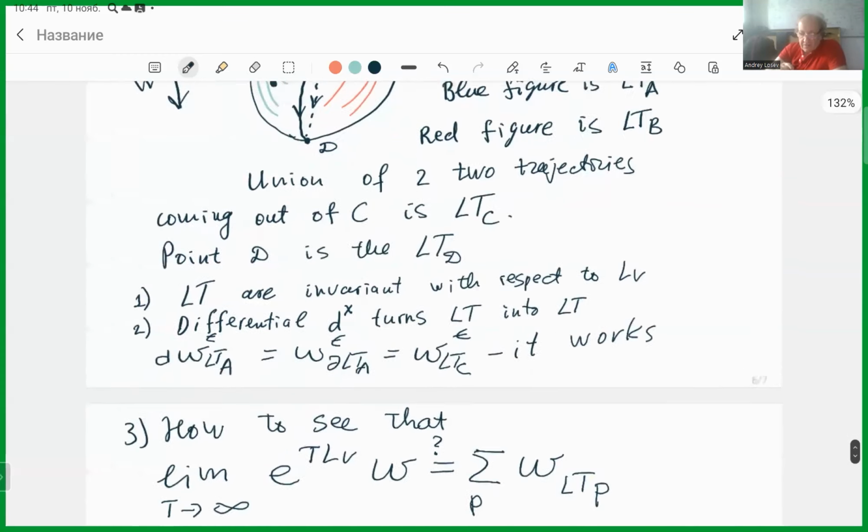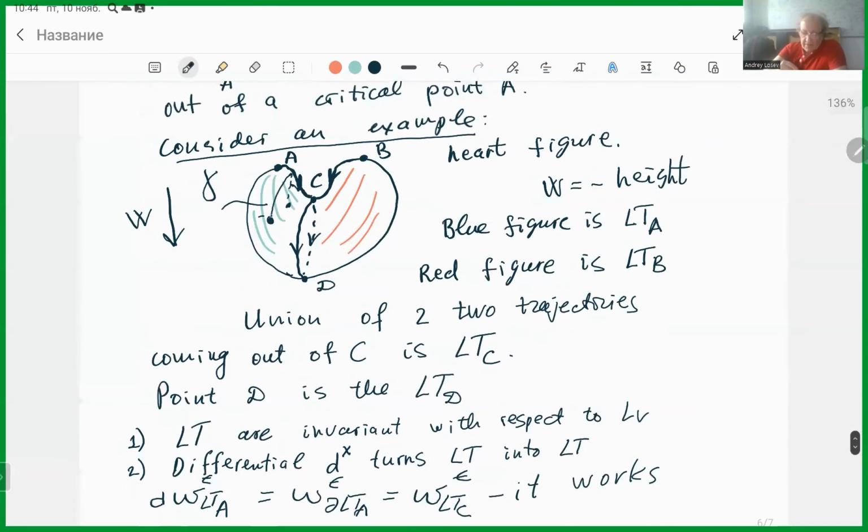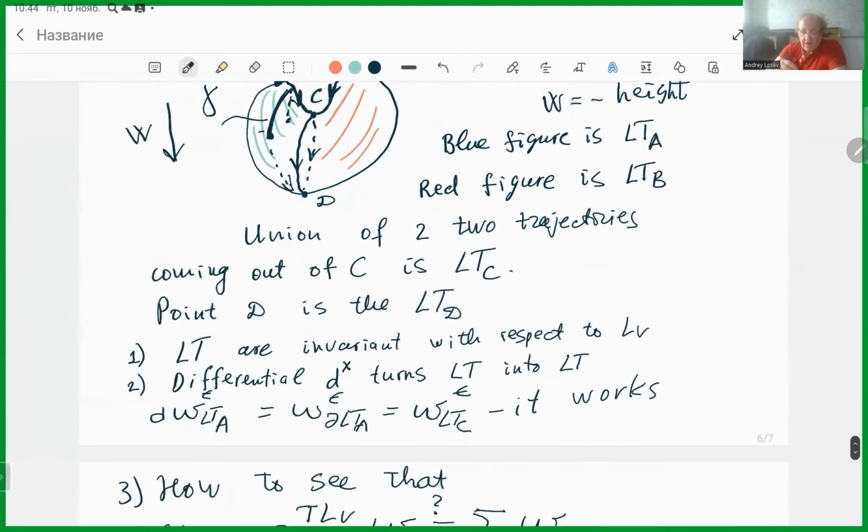So here I have this line. So where does it flow? This point flows to D. I'm sorry.